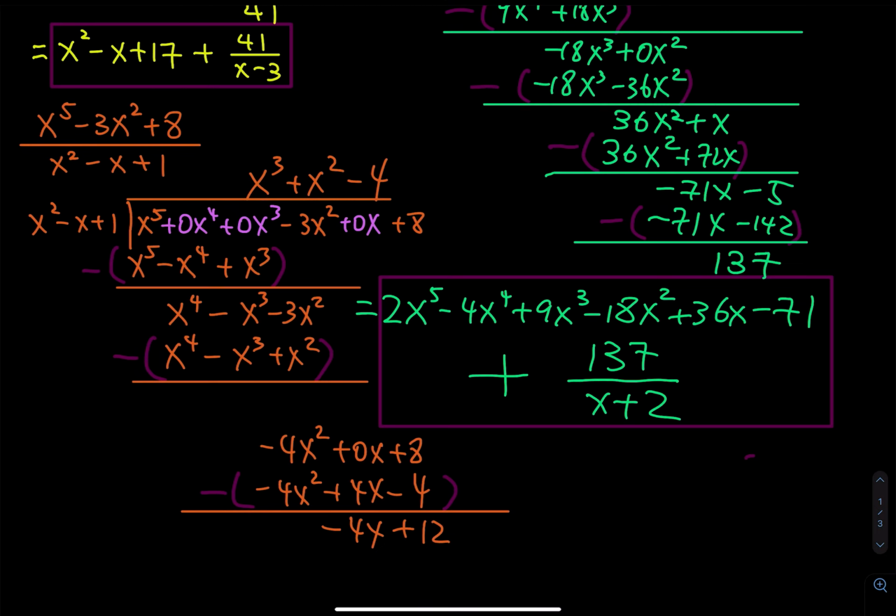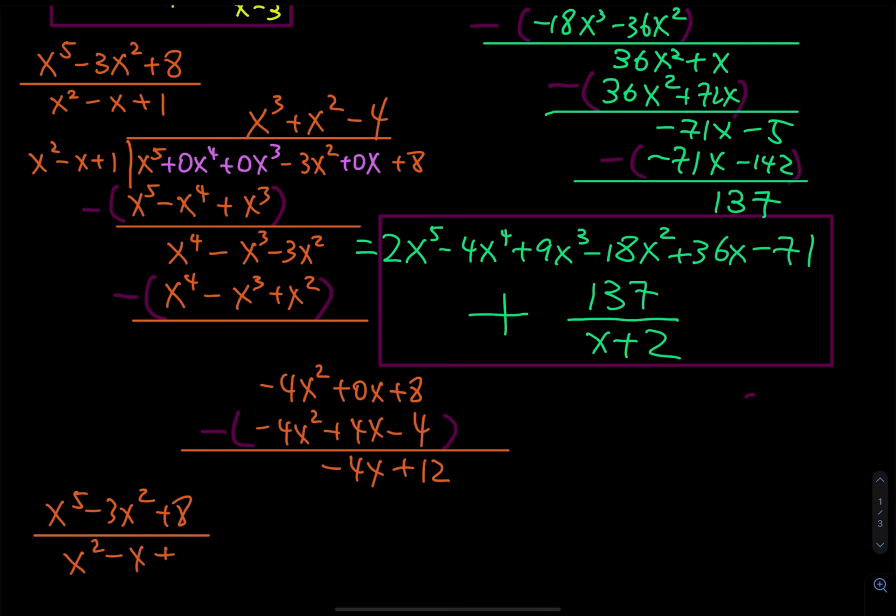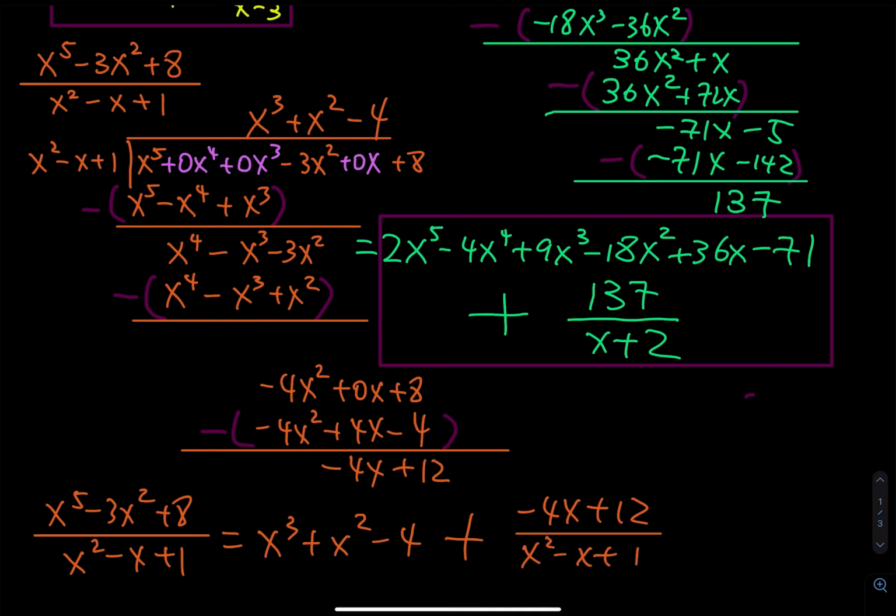And then the answer is, what is the answer equal to? We have space, so we have to do x to the fifth minus 3x squared plus 8, the dividend, divided by the divisor x squared minus x plus 1, that is equal to the quotient, x to the third plus x squared minus 4, and then we plus the remainder over the divisor, which is x squared minus x plus 1. And this is called the division algorithm, and you have to report this answer.